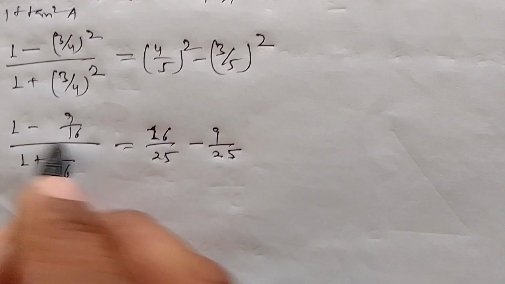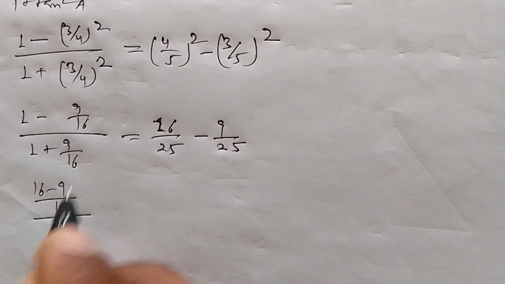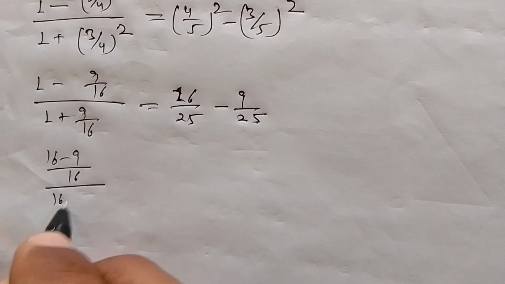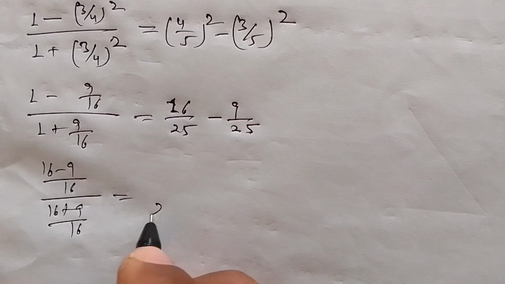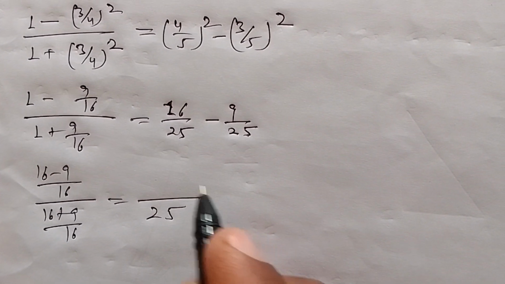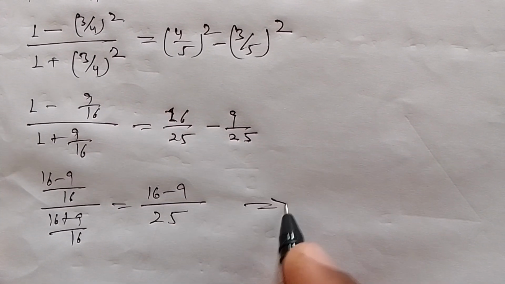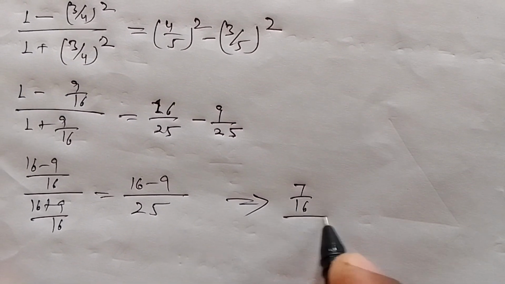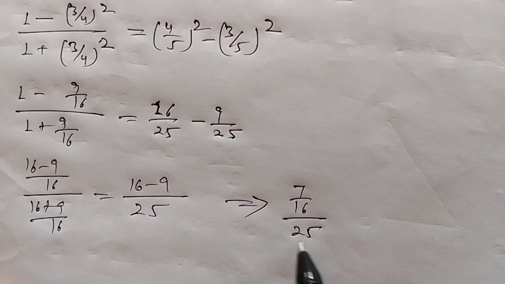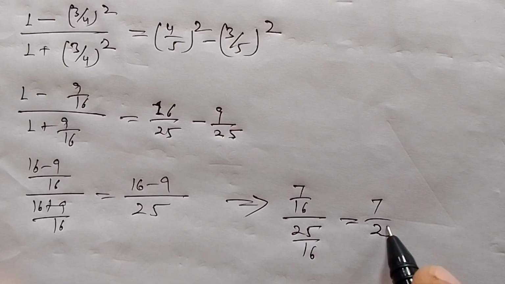On further calculation, (16 minus 9) divided by 16, over (16 plus 9) divided by 16, taking common LCM 16. It will further become 7 by 16 divided by 25 by 16, which is equal to 7 by 25.